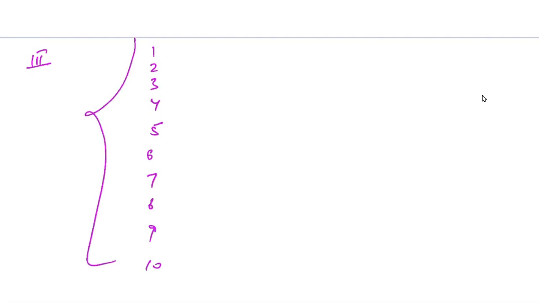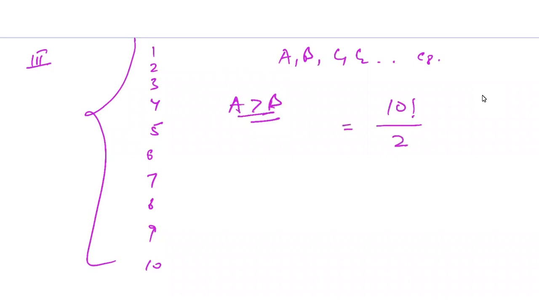Third method. Positions 1, 2, 3, 4, 5, 6, 7, 8, 9, 10. In all 10, we have to write down A, B, and 8 others, and arrange them in such a way that A will always be ahead of B. So the total number of arrangements will be factorial 10. In half of the arrangements, A will be ahead. In half of the arrangements, B will be ahead. So if I take half of the cases, A will always be ahead of B.